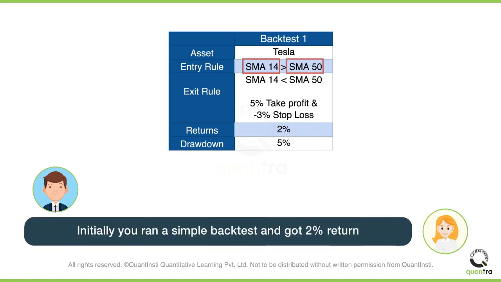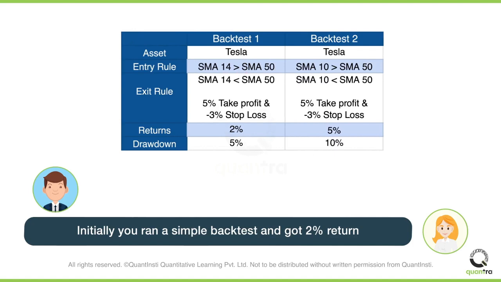You backtest this strategy on Tesla for a period of 2 years and get 2% returns. You are not satisfied, and decide to tweak the entry rule. You change the short moving average to 10 days, and backtest this strategy. You see that the returns increase from 2% to 5%. But you still feel that it is low and you try out different parameters.